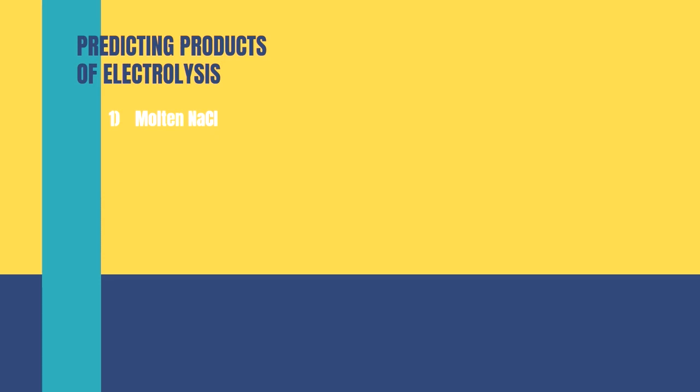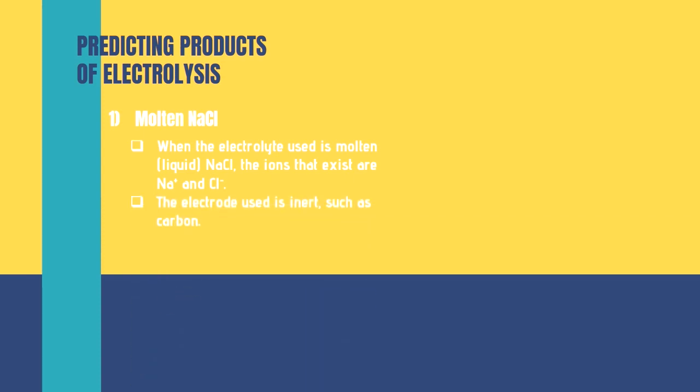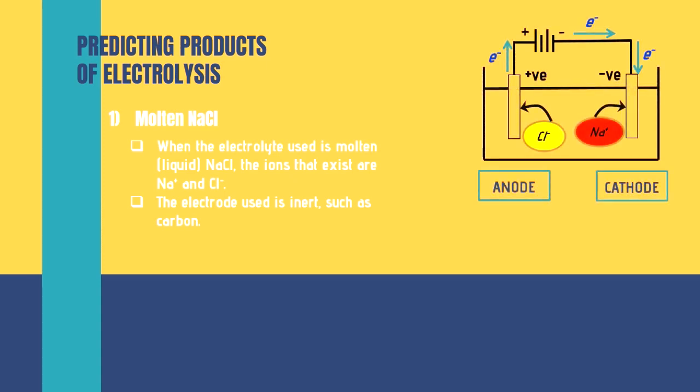Predicting the products of electrolysis. First, when molten or liquid NaCl is used as electrolyte, the ions that exist are Na+ and Cl-. The electrode used is inert, such as carbon. The setup of the electrolytic cell is as shown.